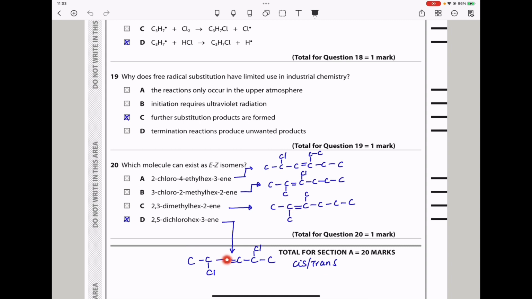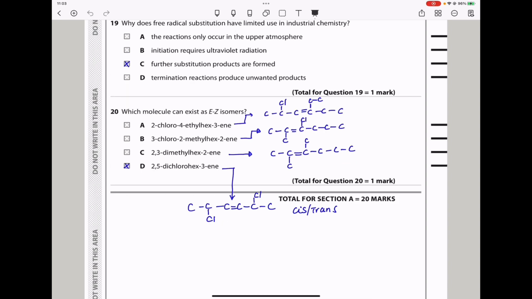But when we look at this, we can see this carbon here contains this group as well as hydrogen, and that carbon here contains that group and hydrogen. So this is the only one that can be a geometric isomer, E/Z. So this brings us to the end of section A. Let's continue to section B.